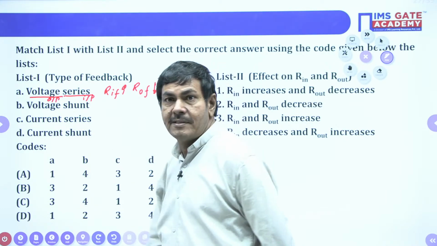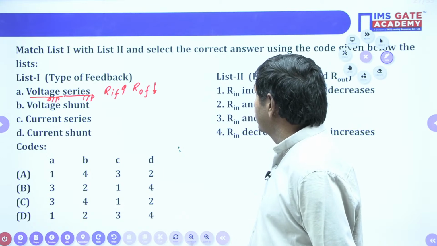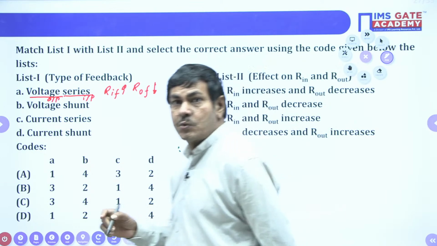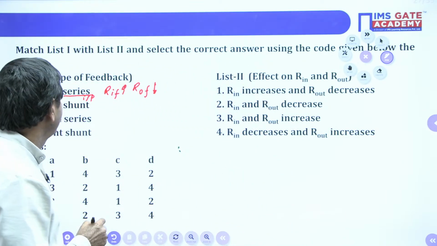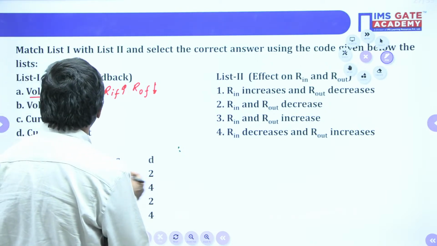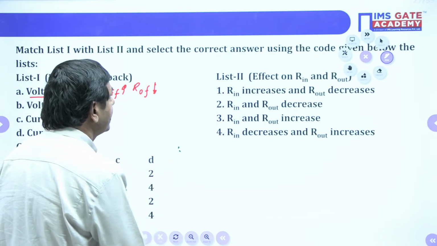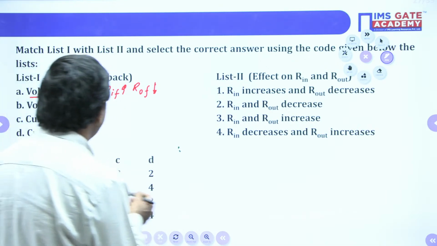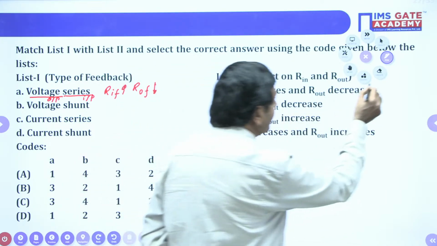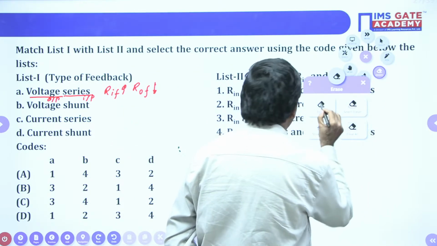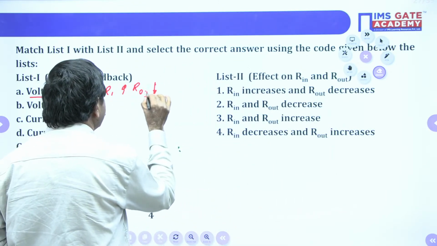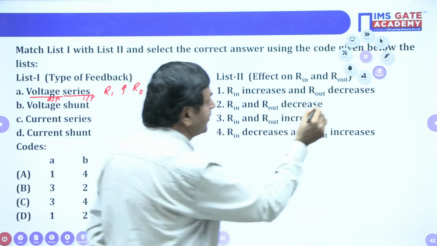First point. Which point is correct here? In list 1, voltage series means which is right in list 2? Check list 2. What is given? RIF increases. RIN, RIF or RIN, no problem. Voltage series means RIN increases. Exactly, input resistance increases. Even if you take the same word, whatever is given, we can use it, no problem. Understand?